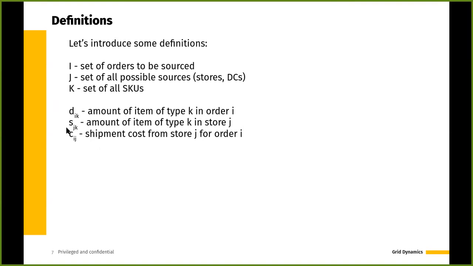So there we have three. Those are the parameters of our problem. Every day we have a new set of Ds, and sometimes we get updates on our supply, on our inventory, and also some shipment costs can change from day to day.